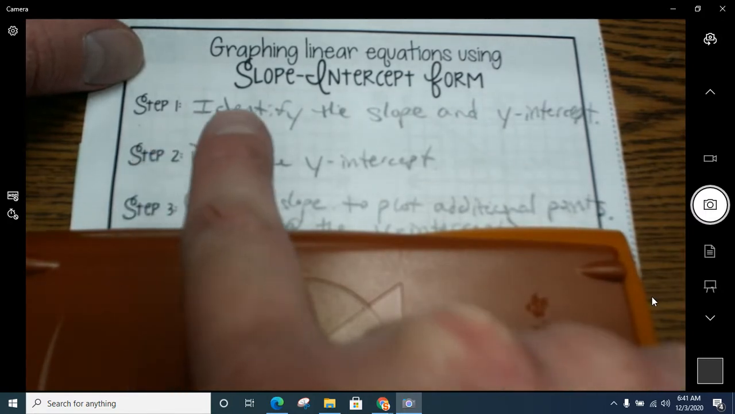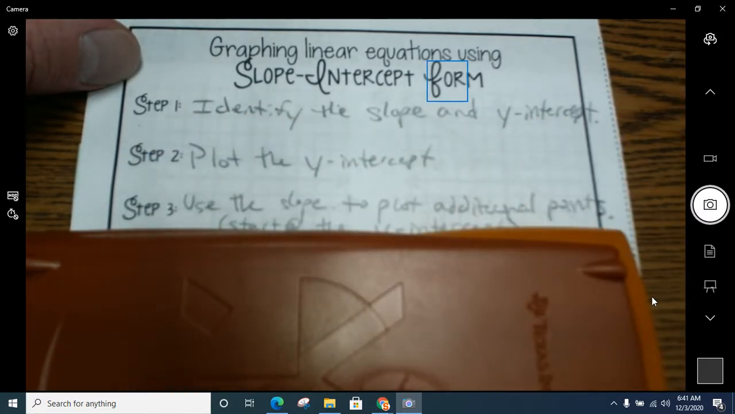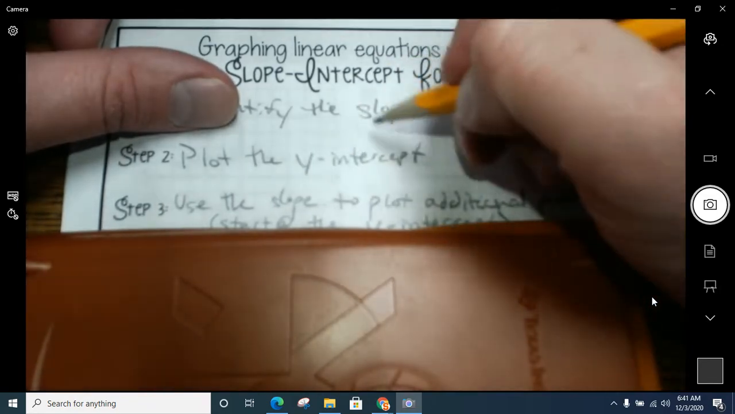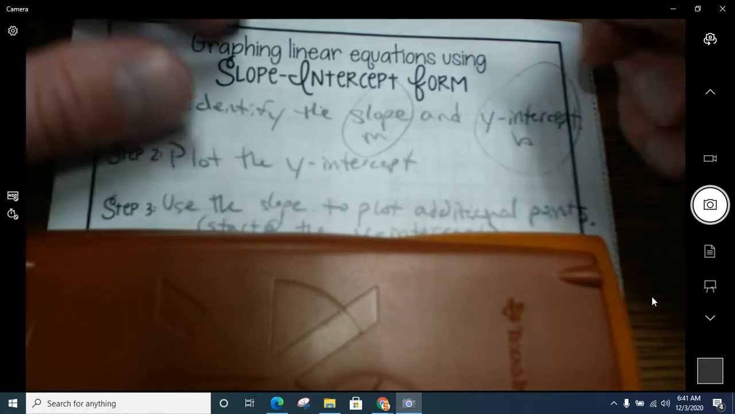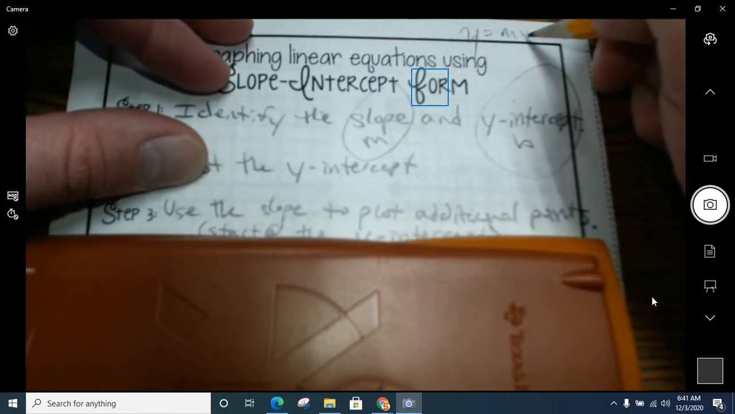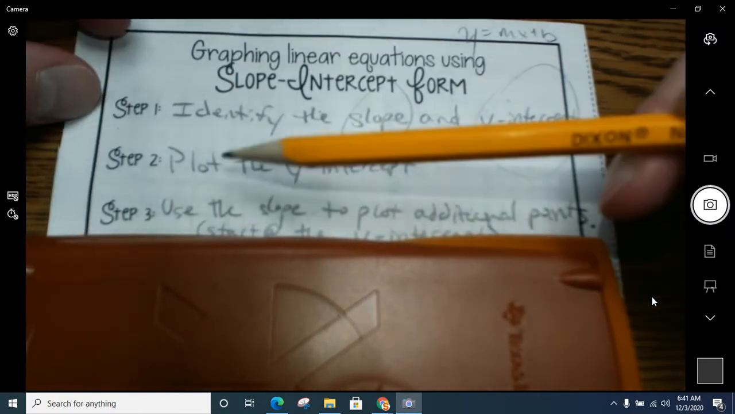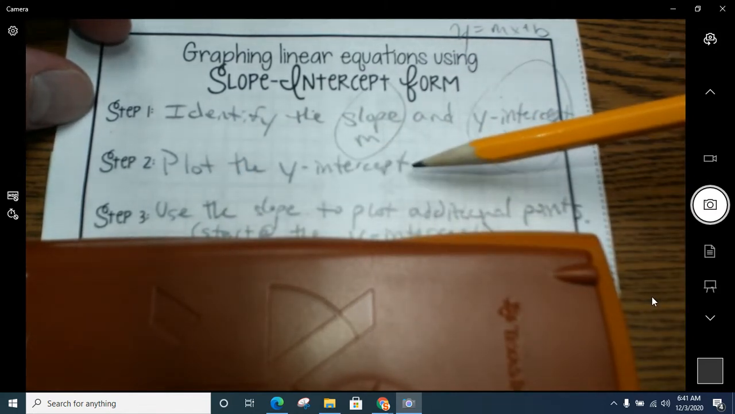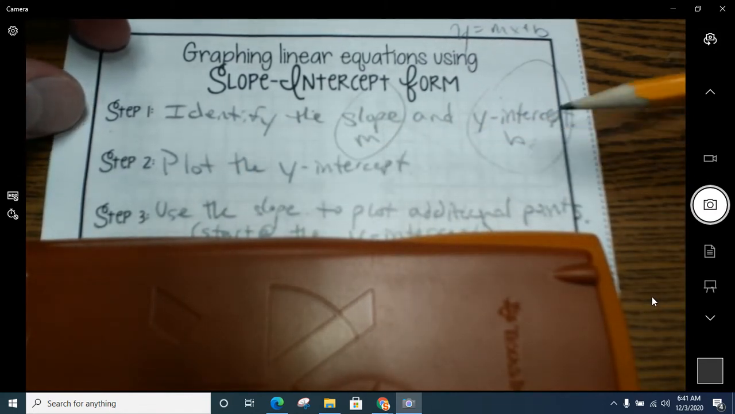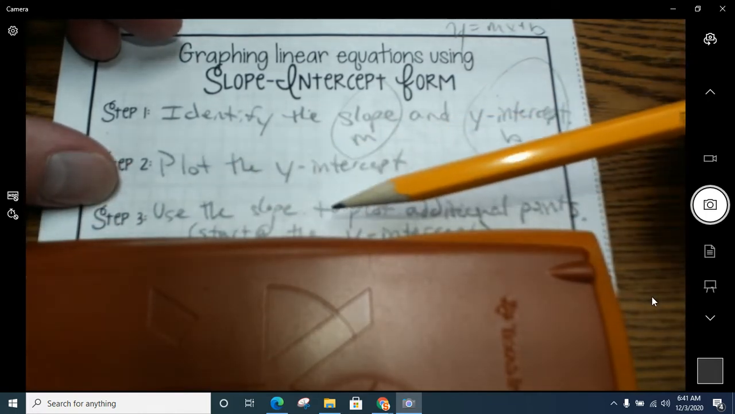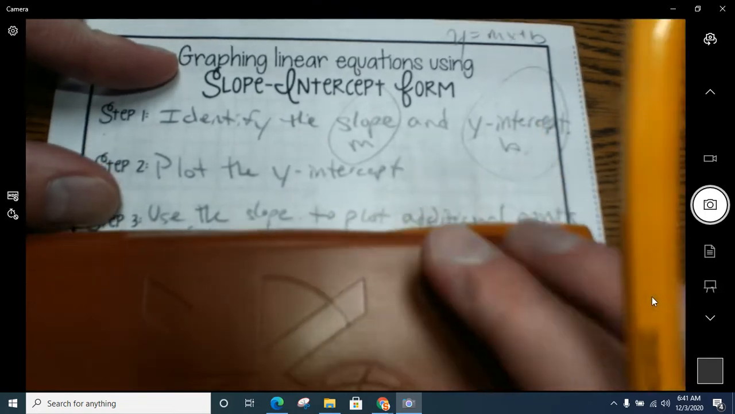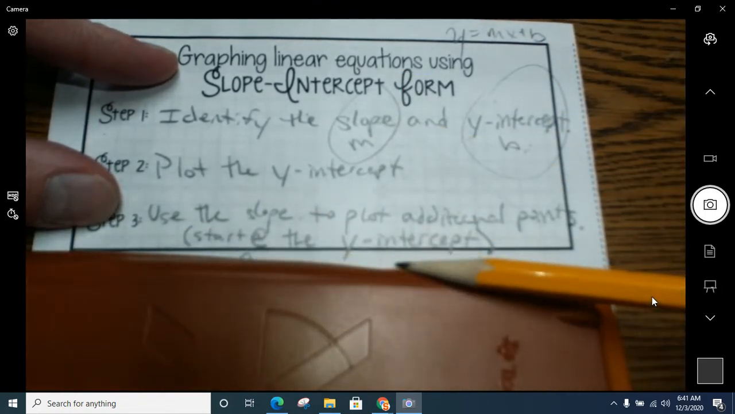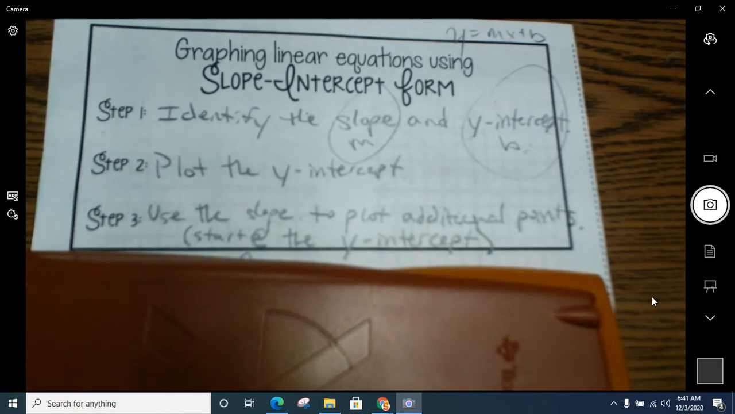So our step one, identify the slope and y-intercept. And remember, our slope represents the m, and the y-intercept represents the b, in y equals mx plus b. Excellent. And then step two, on the graph, we'll plot the y-intercept point, what that b was. And then step three, we'll use the slope to plot additional points. And of course, when we start plotting those slope points, we want to start at the y-intercept. So we'll go over the examples together right now on how that'll look.